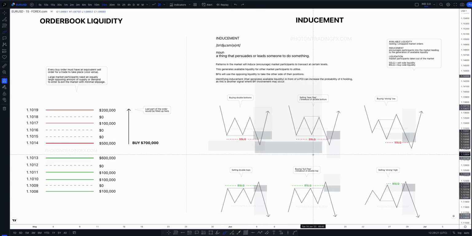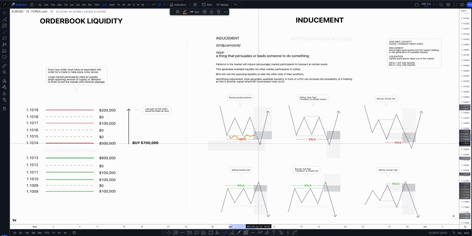So that's essentially the bare bones idea of what we're trying to do here with the concept of inducement. We're looking for where liquidity has built in front of a POI, the opposing liquidity, so that can increase the probability. Let me draw this, a POI that broke structure. We want to see that liquidity built in front of it, because then the institutions can use that to get in potentially, right?